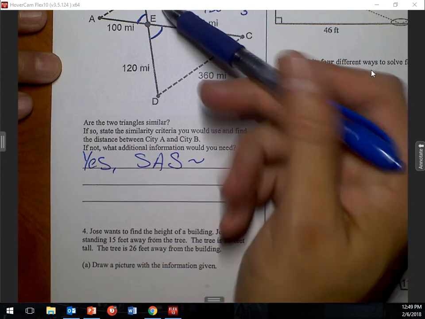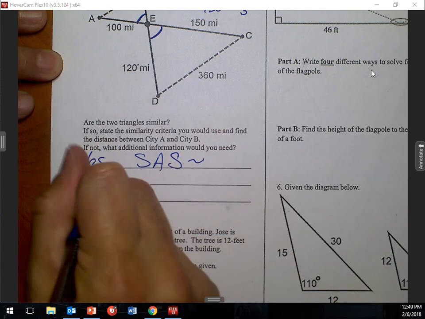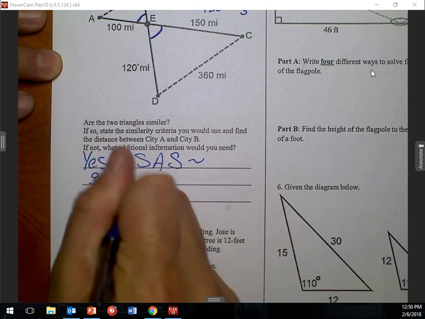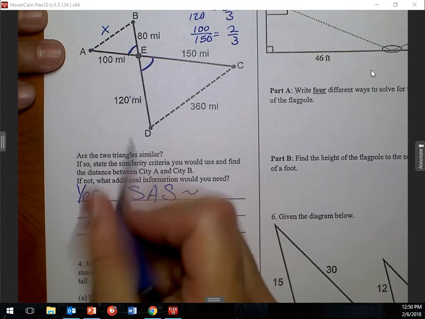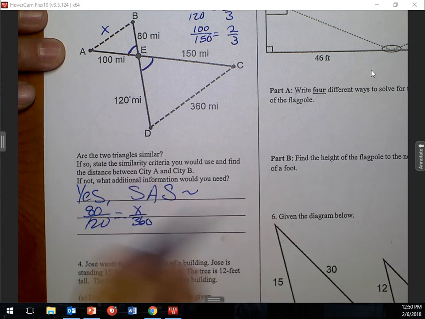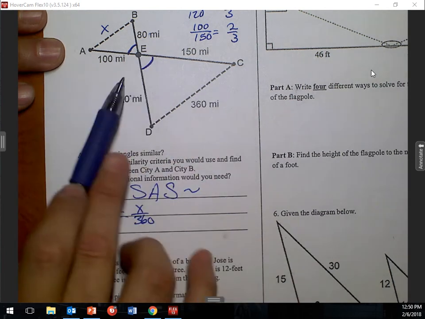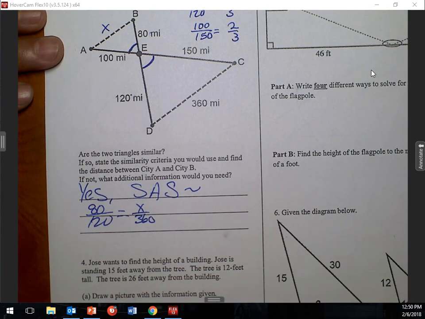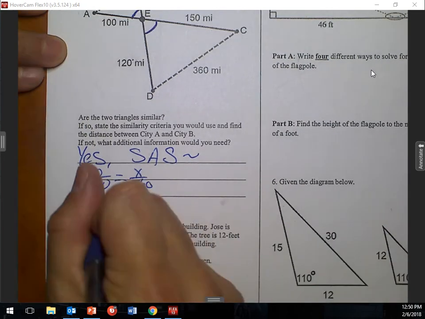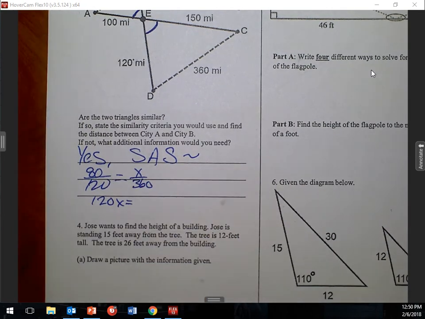Okay. Anyway, start with the comparison that I know. I need corresponding sides of two values that are not the variable. Someone said 80 over 120, right? Okay, so 80 over 120 is equal to, I need to do the next one, X over 360. Very good. 80 over 120 equals X over 360. That sets up my proportion so I can do my cross products to solve for X. And then it's going to be 120 X equals 80 times 360.